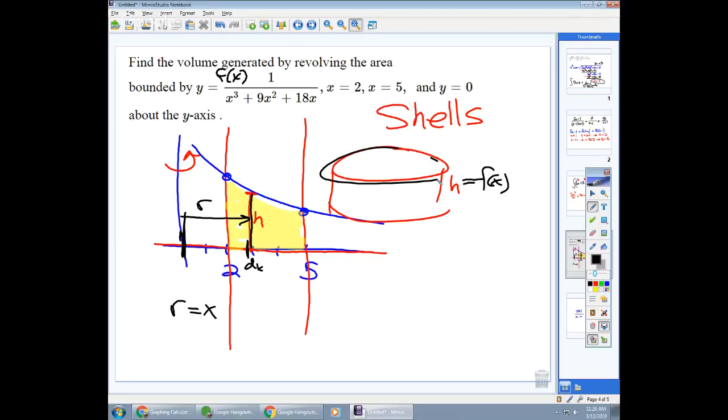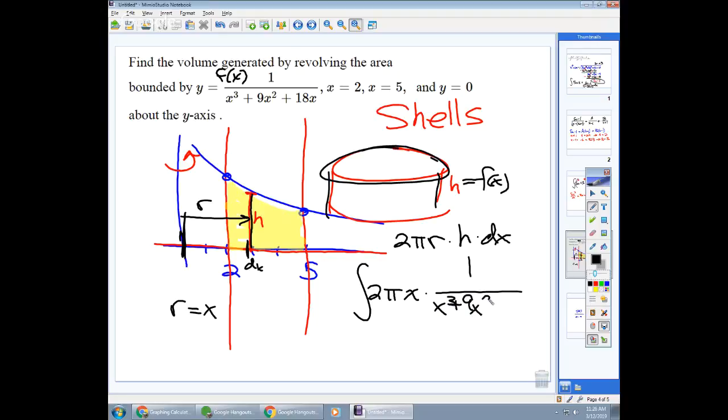The volume of this skinny little shell is the circumference, which is 2 pi r, times the height, times dx. Then I just need to add up all of them, which is the integral. So my integral is going to be 2 times pi, times r, which I just determined is x, times h, that wonderful rational function x cubed plus 9x squared plus 18x, and then dx is the thickness of that shell.